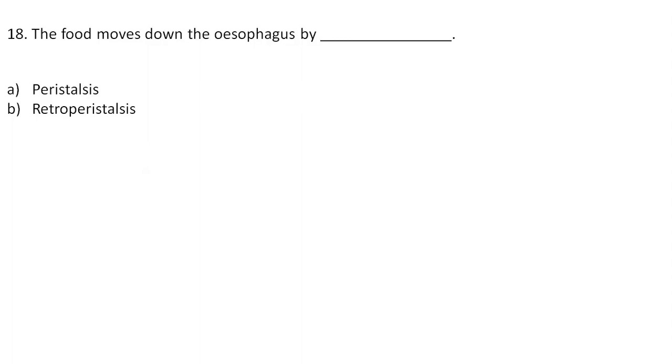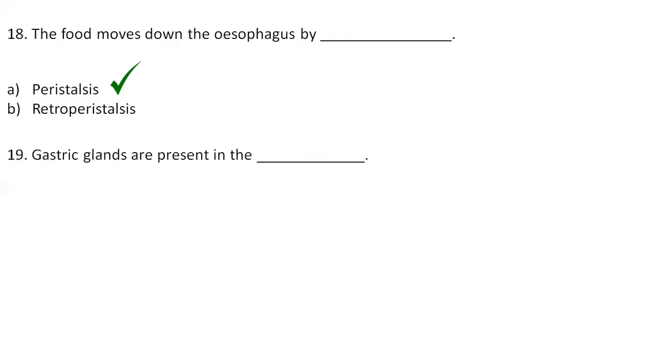So the food moves down the esophagus by the peristalsis movement. So this peristaltic movement enables the food to be pushed downward. Whereas the term retroperistalsis means an anti-peristaltic movement which pushes the food in the opposite direction. So this usually happens when we vomit. So over here, the correct answer is option A, peristalsis. Let us move on to question number 19.